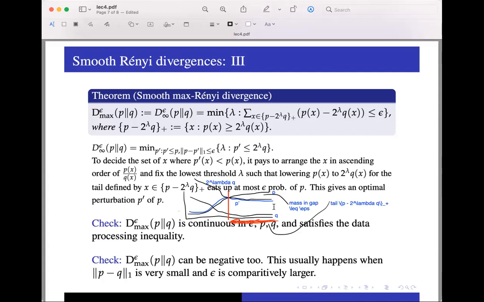So now you can check that D epsilon max of P with respect to Q is continuous in its parameters epsilon, P, Q and satisfies the data processing inequality. So why is that the case? Let us understand continuity with respect to epsilon. Let's say I'm increasing epsilon slightly. Let's look at the original definition of D epsilon infinity.